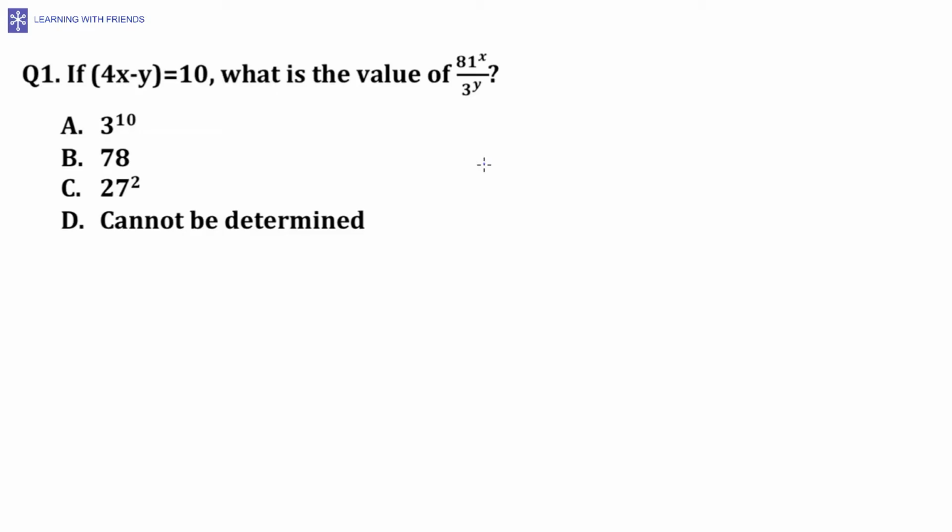So the first question is, if 4x minus y is equal to 10, then what is the value of 81 to the power x divided by 3 to the power y? Now this question may look very difficult, but it's actually not. We have to manipulate this fraction so that in some way we can get the value of 4x minus y, which we'll then plug as 10 and get the answer.